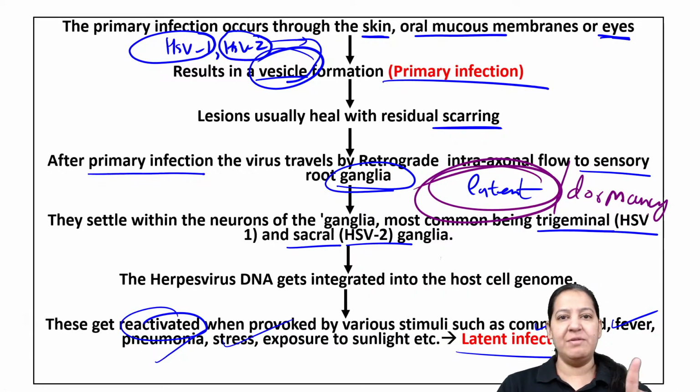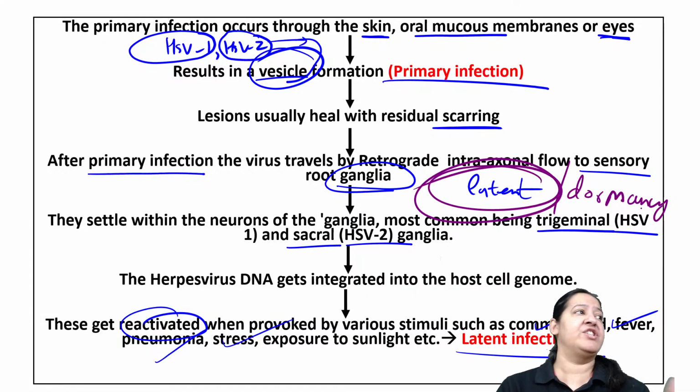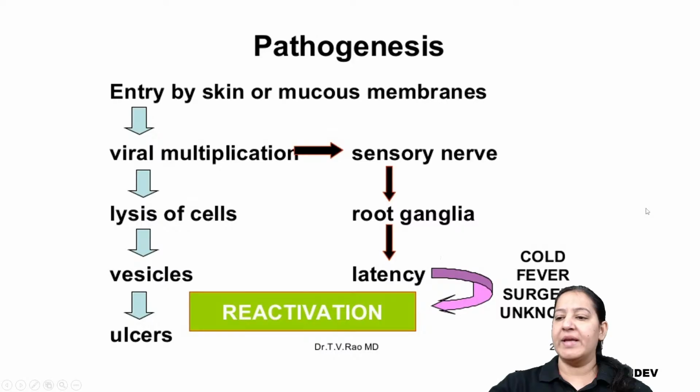Everyone, not only in HSV1, HSV2, all 8 herpes family viruses have a special feature of dormancy. So here also you can see the same thing.